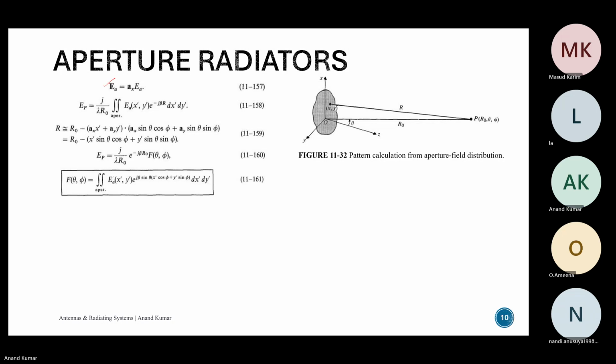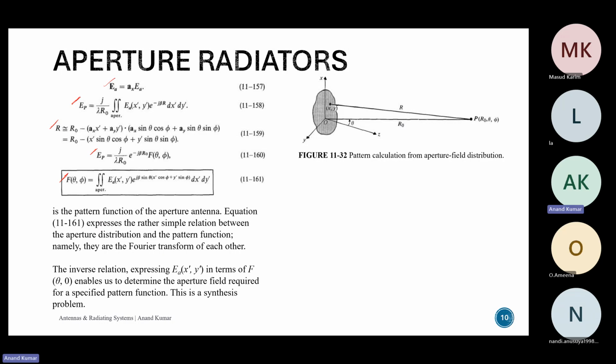So we wrote down the expression for the field at the aperture, performed a Fourier transform, and got the expression for the field at a far zone point P. We simplified and approximated the value of distance r from the aperture to the point P, and then substituted that to get the expression for the field at point P and the pattern function f(theta, phi). Equation 11.61 expresses a rather simple relation between the aperture distribution and the pattern function: they are the Fourier transform of each other. So basically, the pattern function is the Fourier transform of the electric field at the aperture, and there is the inverse relation.